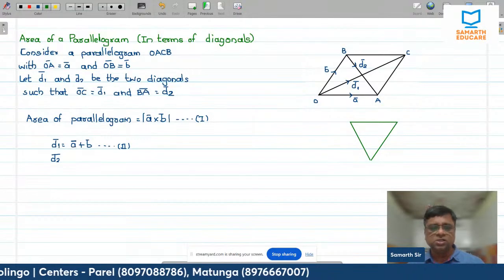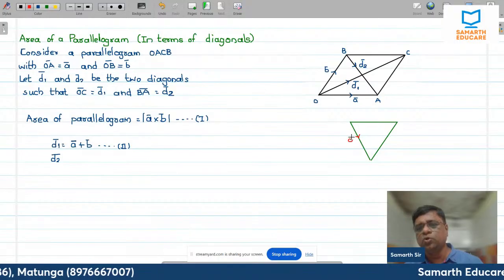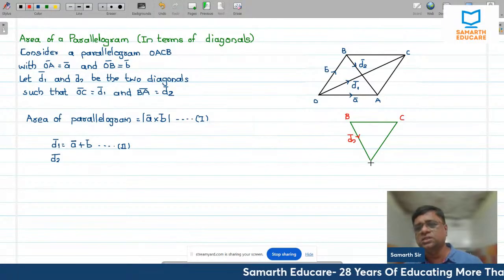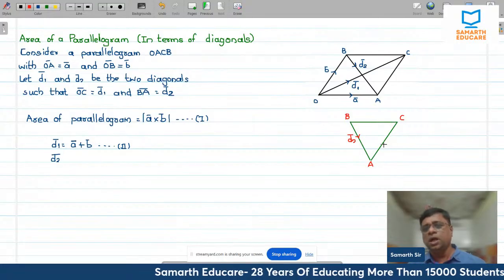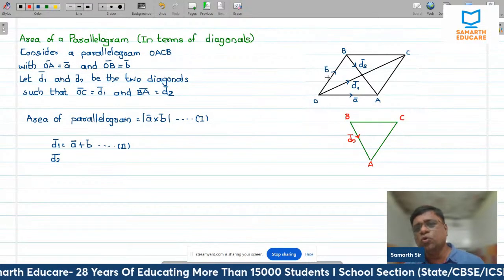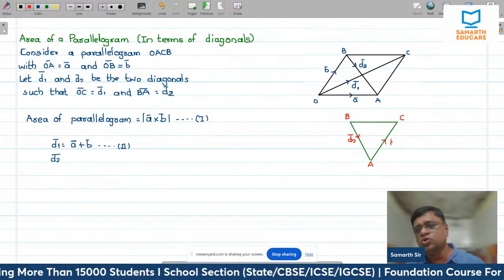Okay, let us try to understand this now. Now this is my D2 bar. This is my B, this is my C and this is my A. Now, ये मेरा D2 bar है. Okay, now because OB bar is equal to B bar and it is a parallelogram, this is also B bar.